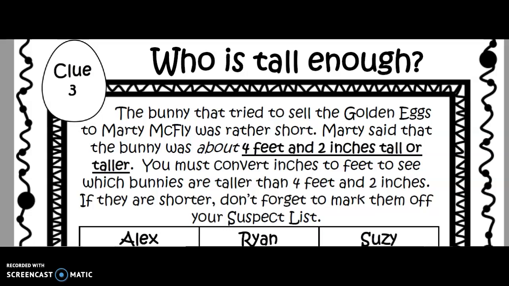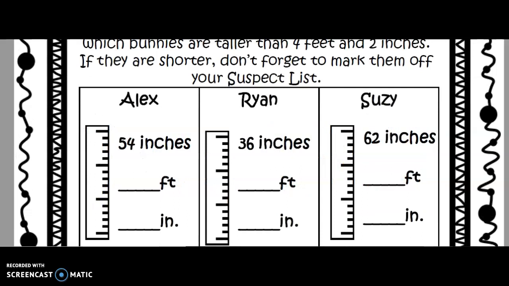Let's read this again. Marty McFly says they are really short. He says they are 4 feet and 2 inches tall or taller. So anybody that's shorter than that is off our list. They cannot be the suspect. So we have Alex at 54 inches. Now remember, to convert from inches to feet and inches, you have to divide that by 12 because there are 12 inches in a foot. So 54 divided by 12, and however many times that goes in will give you the number of feet, and whatever's left over is the number of inches.